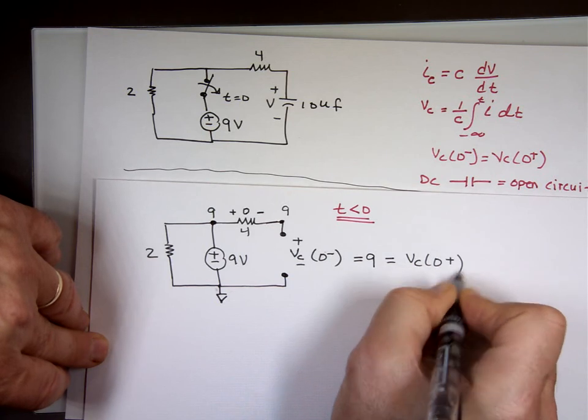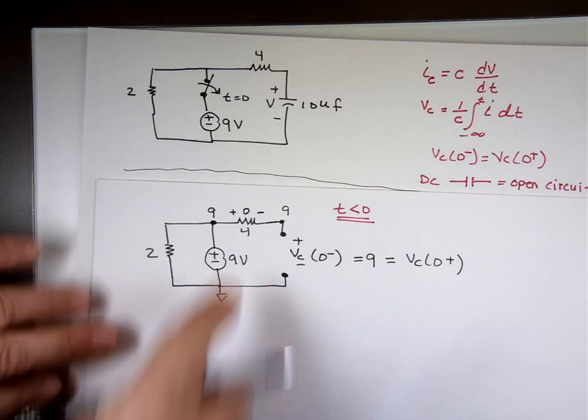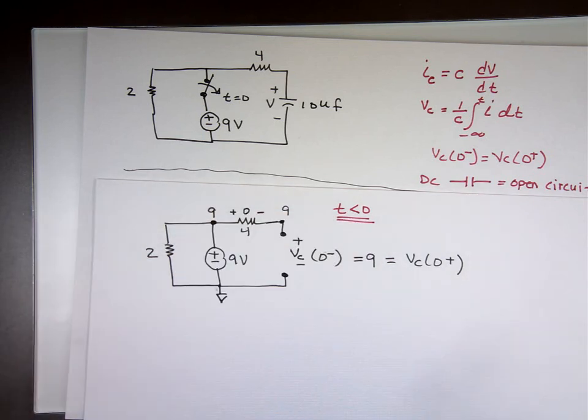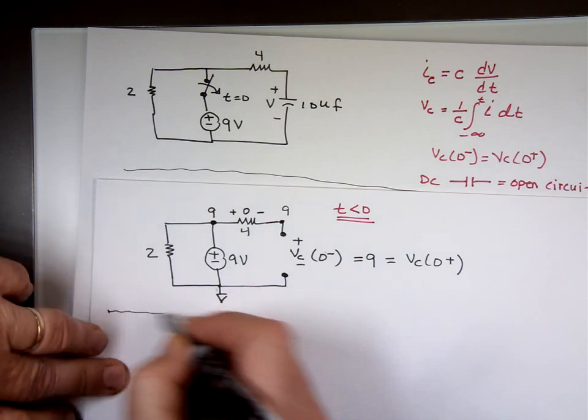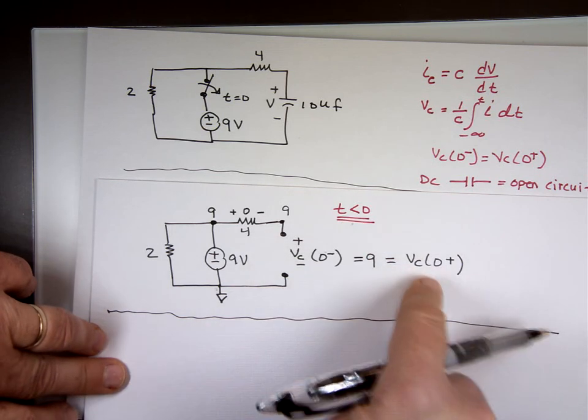I could have just taken that resistor out. I could have taken my white-out and erased that 4 ohm resistor and said, what's the voltage right there? That's in parallel with this: 9 volts. Part A is done, or the first step: look at the circuit for t less than 0 and calculate the voltage at C equals 0 minus, which equals 0 plus.